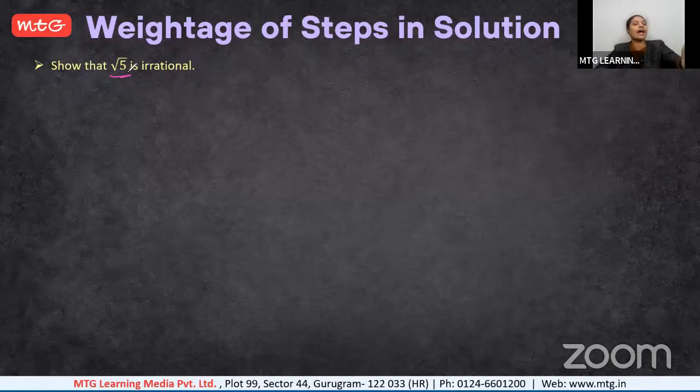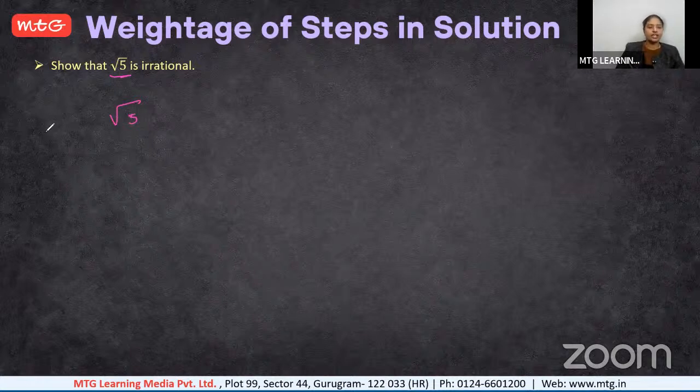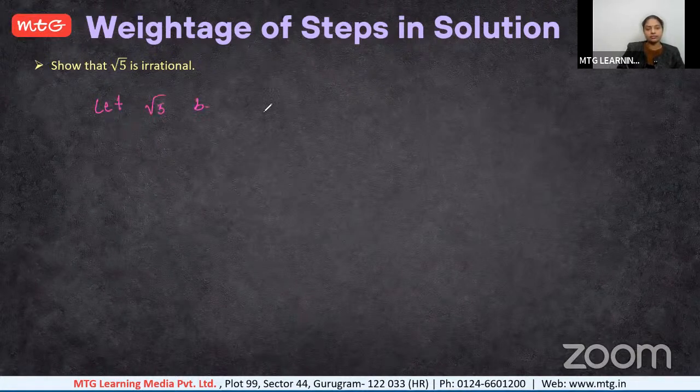Here also, I can't prove that root 5 is irrational directly. I know about rational numbers, integers, fractions, many things, but I can't prove directly that this is irrational. So what I will do is take this as rational. I will assume it as rational. Now, if root 5 is a rational number, so first I'm assuming, what is my assumption? My assumption is, let root 5 be rational.